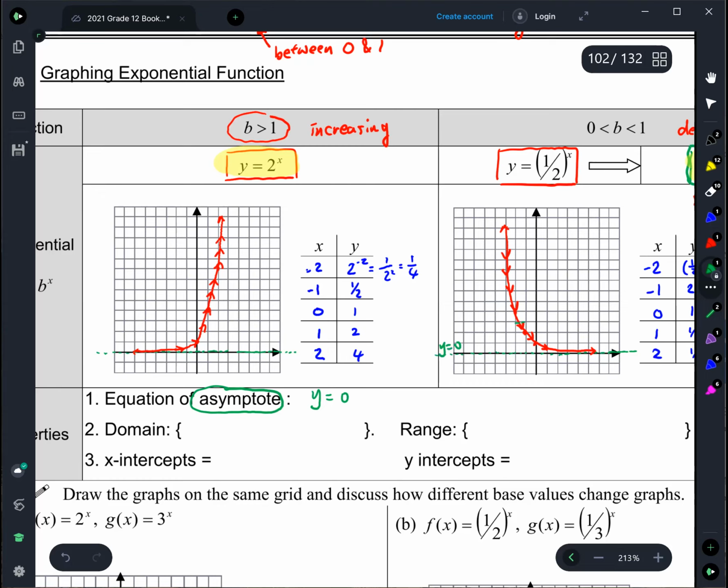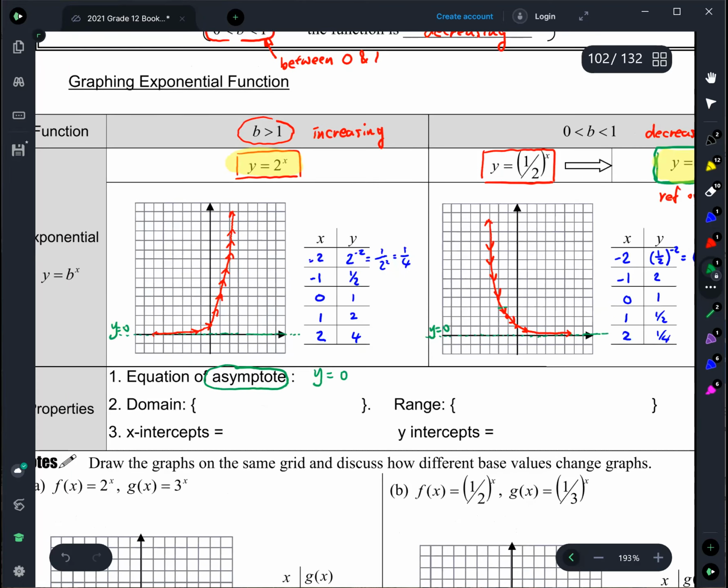Same with the left side. It doesn't matter increasing, decreasing, they both share the same asymptote. A domain is the x value. Since we can use any kind of exponents, I could use negative numbers, or I could use 0, I could use positive numbers. So the domain is all real numbers.